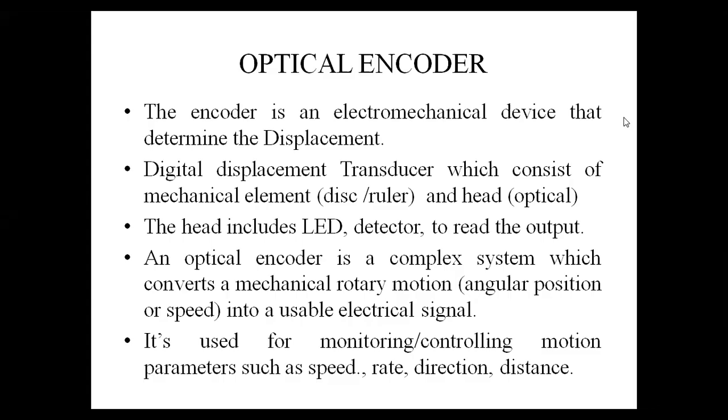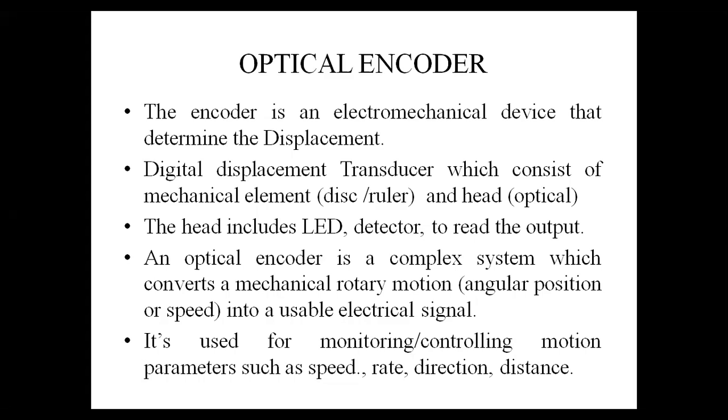Good morning. Today we are going to see about an encoder. So what is an encoder? Actually, the encoder is an electromechanical device that can measure displacement. Similarly, encoders are normally a digital displacement transducer, consisting of a mechanical element and a sensing head, typically of an optical type.